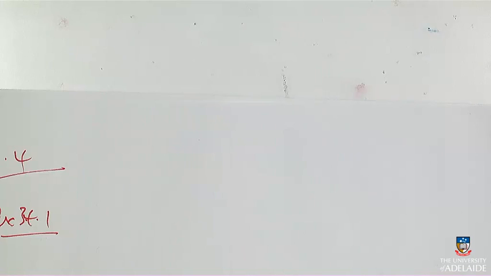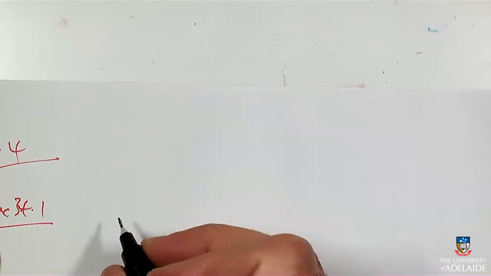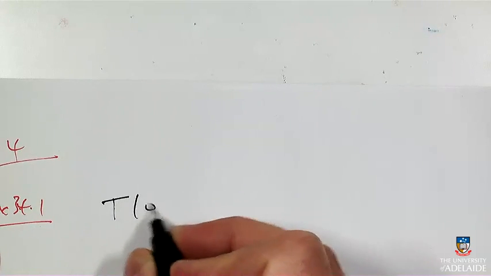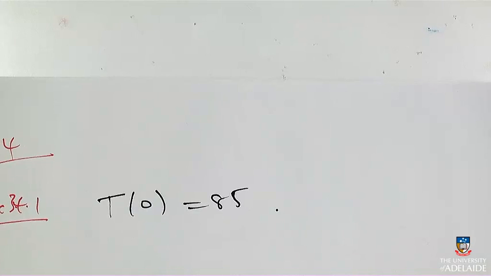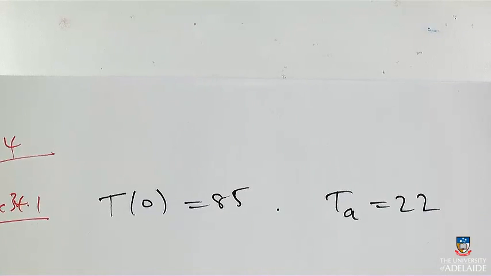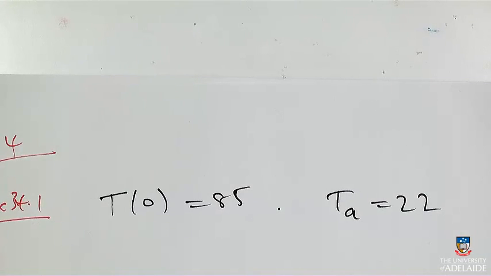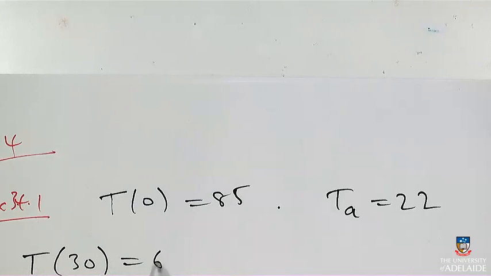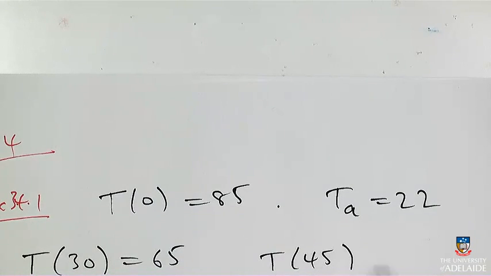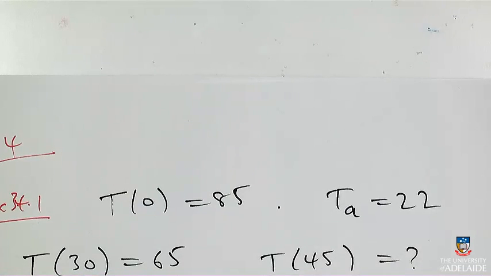This example says there's a roast turkey, and it comes out of the oven when its temperature is 85. So T at 0 is 85. And the room is 22 degrees, so TA, the ambient temperature, is 22. If the temperature is 65 after half an hour, that's some data: T of 30 minutes is 65 degrees. And the question is, what is T of 45? How cool is it after 45 minutes?